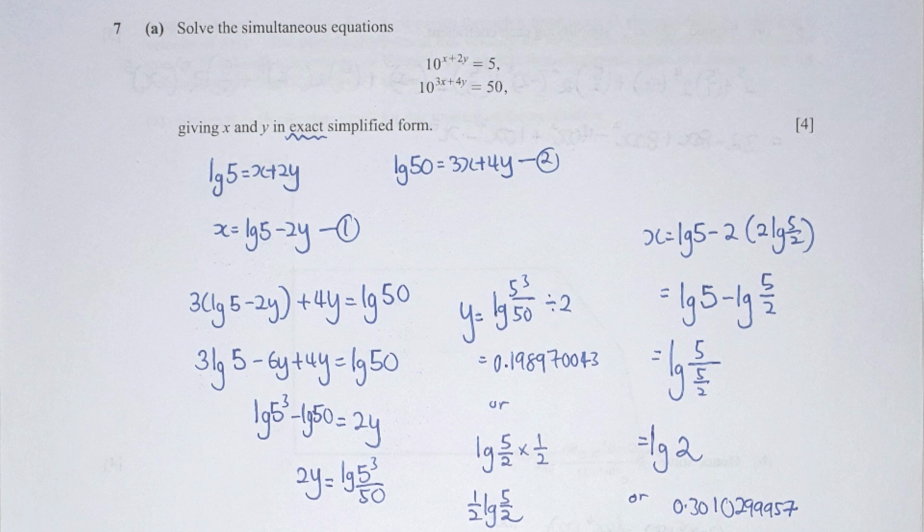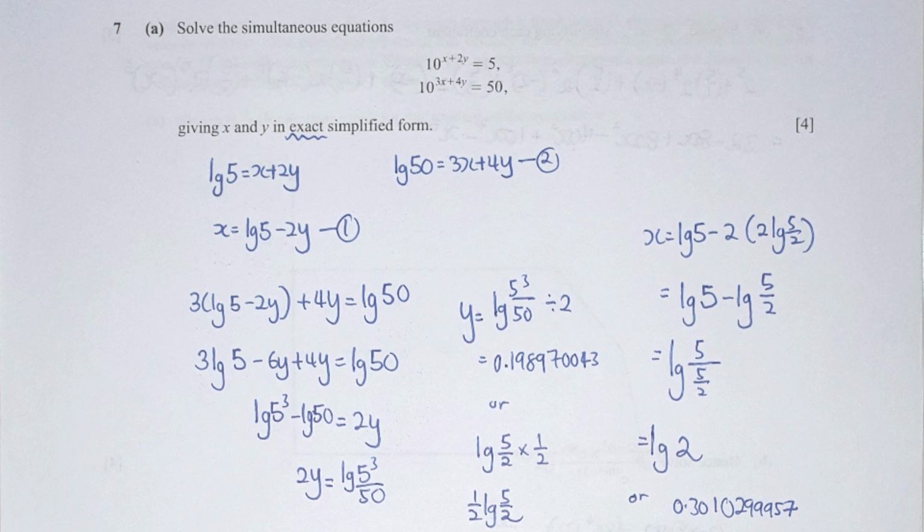Substitute the x position with log 5 minus 2y and run the calculation. I'm getting 2y equals log 5 cubed over 50. Please take note that if it is log minus log, we translate it into divide. So through this calculation, I'm getting 1 over 2 log 5 over 2. If you were to write in decimals, make sure you write it in full because they wanted it in the exact simplified form.